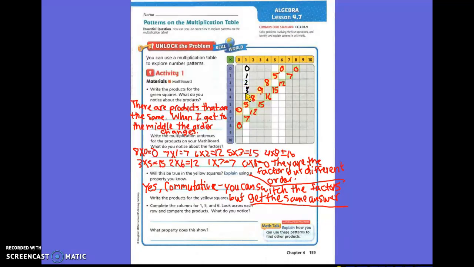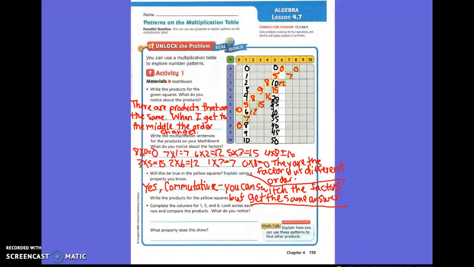Okay, we're going to keep going. Okay, we finished all the 1 column. Now we need to finish all the 5 column. 5 times 0 equals 0. 5 times 2 equals 10. 5 times 3 is already 15. I already have it. 5 times 4 is 20. 5 times 5 is 25. Keep going all the way down.